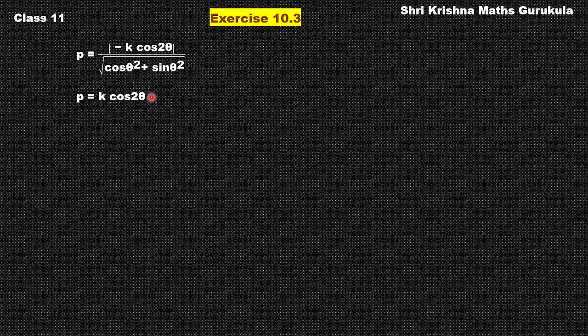Now I am squaring this. You know the question had p square plus 4q square, so let me square this. If I square this, p square is equal to k square into cos 2 theta whole square, or cos square 2 theta. I am calling this equation 3.